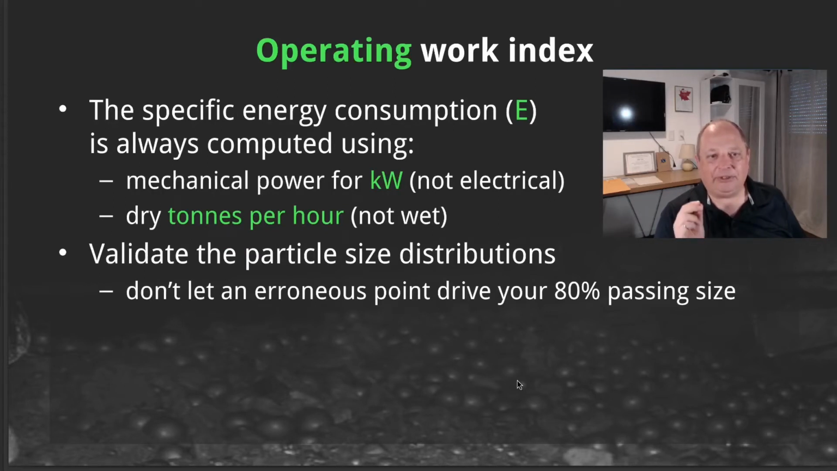The specific energy consumption is always measured using the mechanical power, not the electrical power. If you have a measurement that is looking at the electrical power going into a motor, you need to apply the motor efficiency to turn that electrical power into mechanical power, and possibly gear reduction allowances if there's something like a gearbox. The tons per hour should be dry tons per hour. It should not be wet. And you might need to validate the particle size distributions just in case there's some noise in your particle size distributions and an erroneous point might give you a wrong 80% passing size.